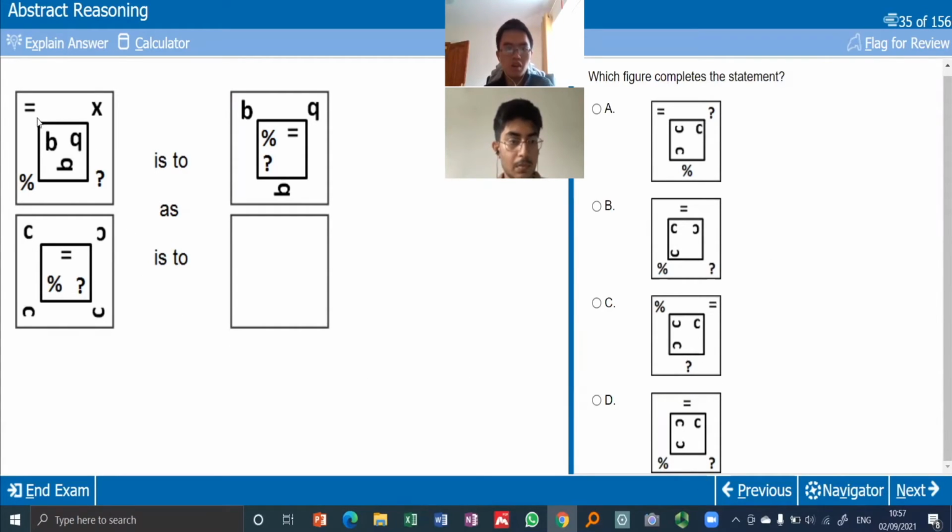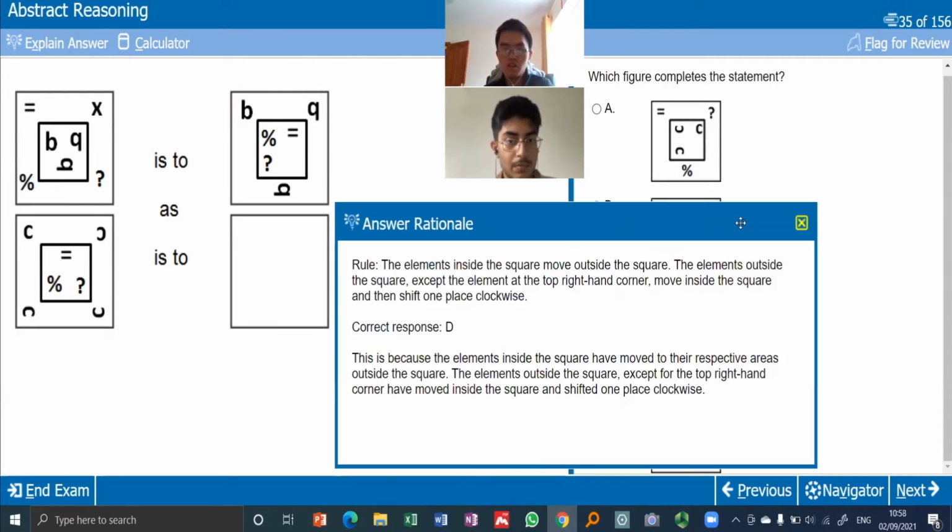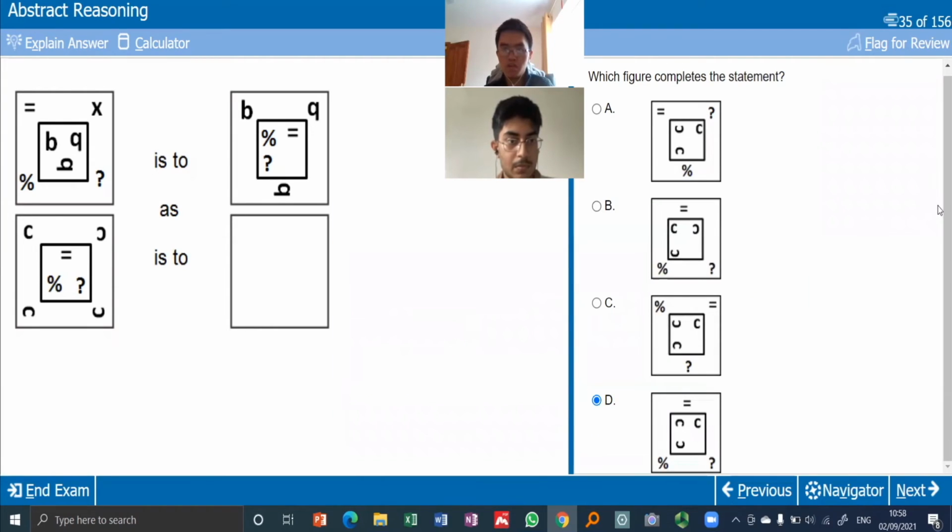And then what happens outside is that they kind of move around clockwise and then go into the square. So percentage sign moves around clockwise, goes into the square. So we'll have this one moving around clockwise, go into the square. So therefore it has to be D. And that should be the correct answer.